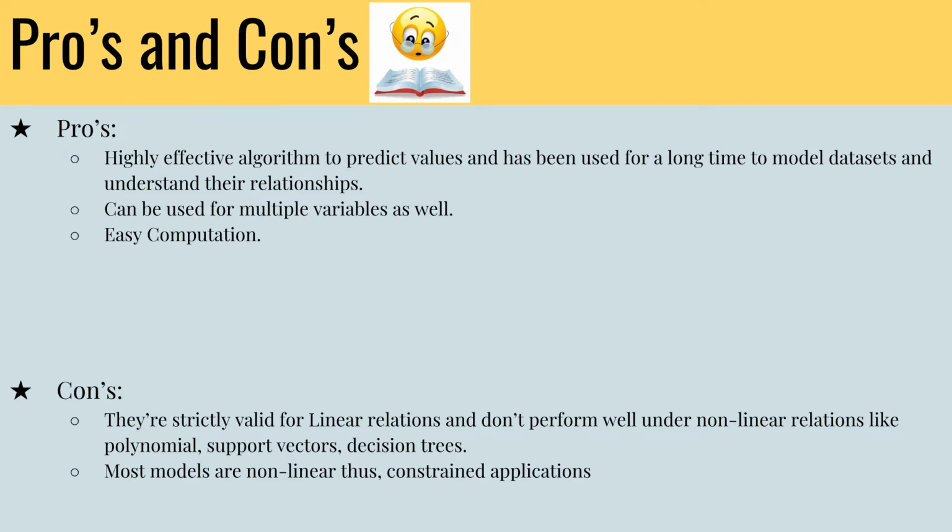OLS, or ordinary least squares regression, is strictly valid for linear relations only, and it does not perform well. In fact, it does not perform at all under non-linear relations like polynomial relations, support vectors, or decision tree concepts in classifications, which we are going to learn later. And most models in real life are non-linear. In some models, we generally try to predict values which are linear and then use those values to predict non-linear values in further or advanced stages of analyzing that data set, and thus it is very constrained in its applications to only linear data sets.